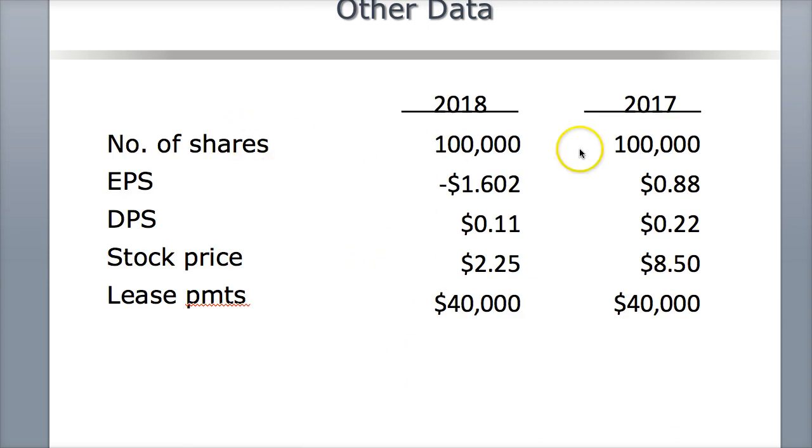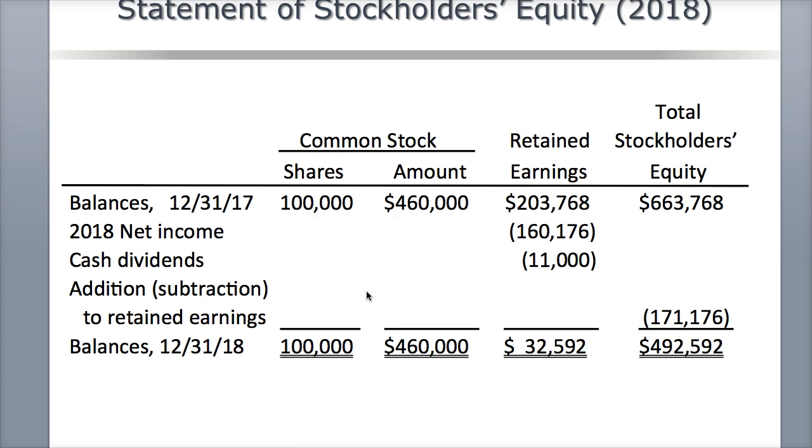If you look at the number of shares, they remain the same. Earnings per share went from 88 cents to a negative 160. Dividends per share went from 0.22 to 0.11. Stock price went from $8 to $2, and lease payments stayed the same. So again, some big changes at the company.